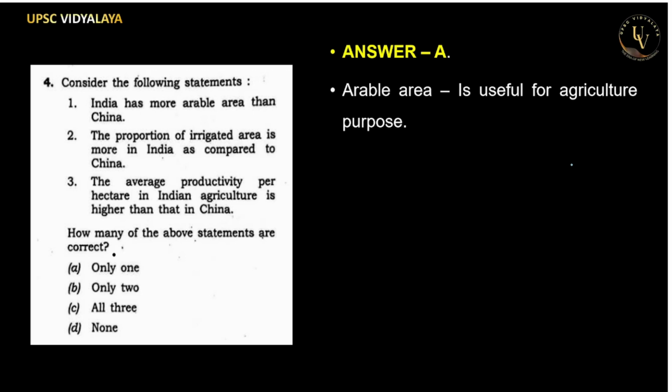The western part of China falls under desert conditions. Only the eastern land in China is used for agriculture. Arable means useful for agriculture, so in that case, India has more arable land than China. So point number one is correct. The proportion of irrigated area is more in India as compared to China. But even though it doesn't have more arable area, the proportion of irrigated area is more in India as compared to China. Hmm, so this statement is not correct. The third statement, the average productivity per hectare in Indian agriculture is higher than that of China, is also not correct. So only one statement is correct, that is statement number one. This is a little tricky question.